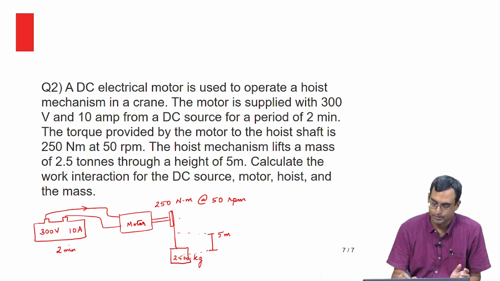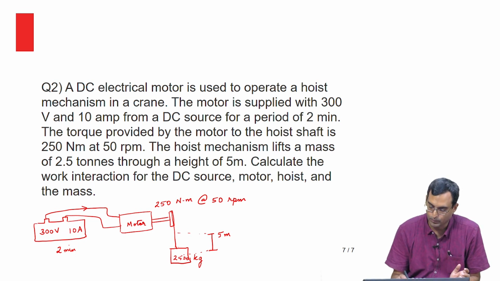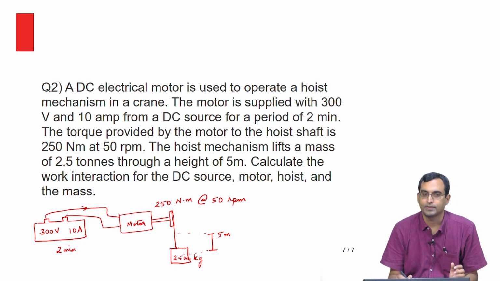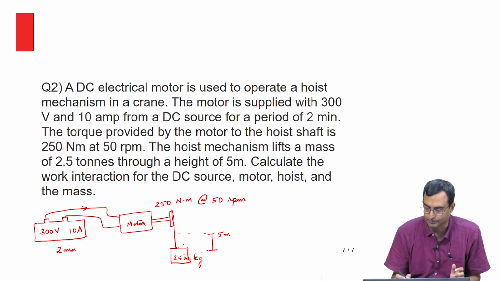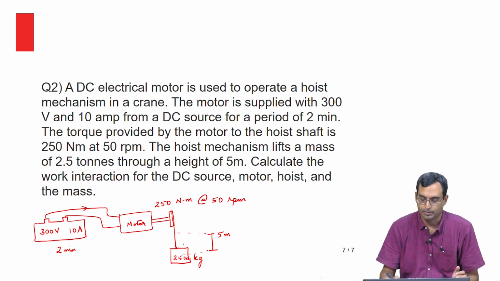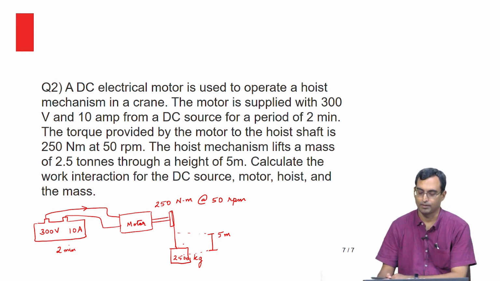So, we have negative work from this side, positive work from this side. Now, this hoist is getting negative work from the motor, and it is doing positive work in lifting a weight. And as far as the weight or mass itself goes, the weight is being lifted. So, the interaction for this weight is also negative. So, these are all the interactions which are there. So, what we need to do now is find out the magnitudes of them.